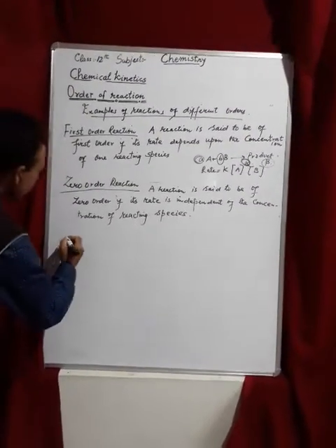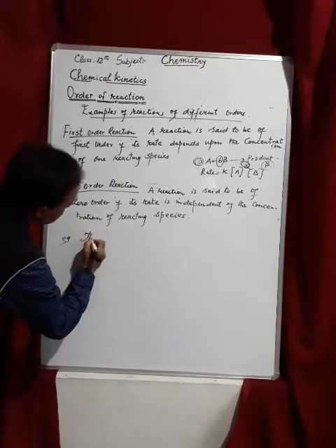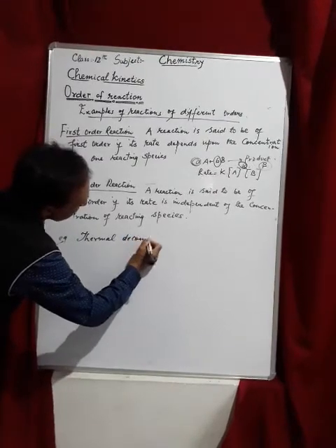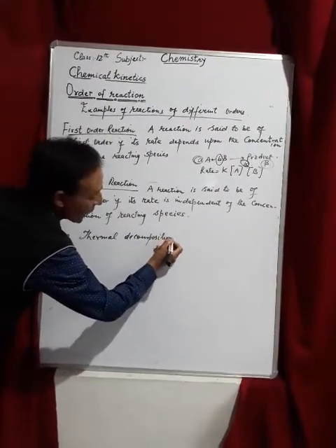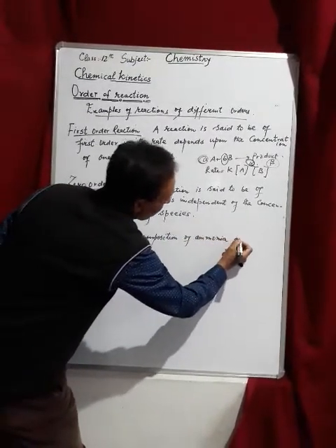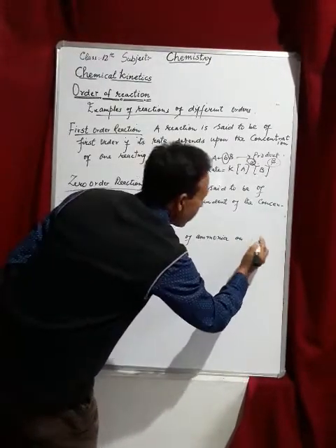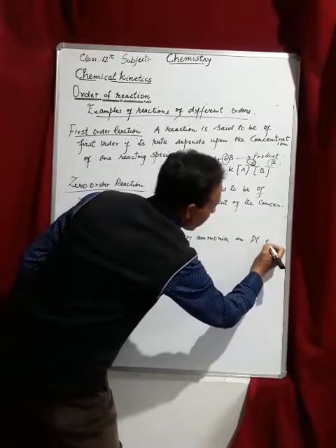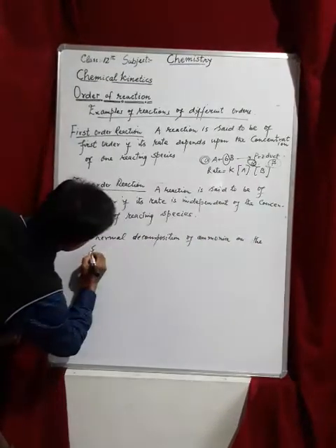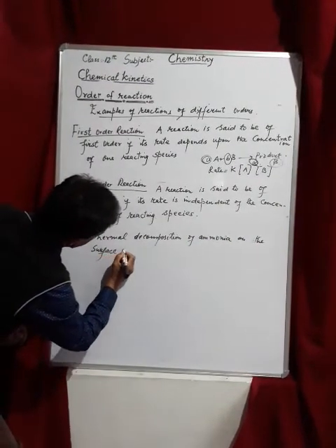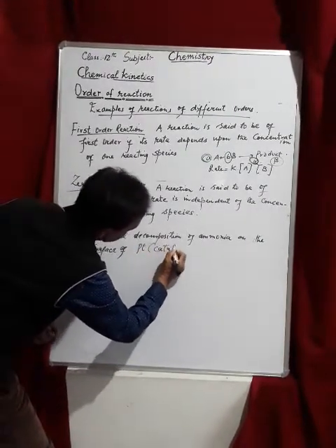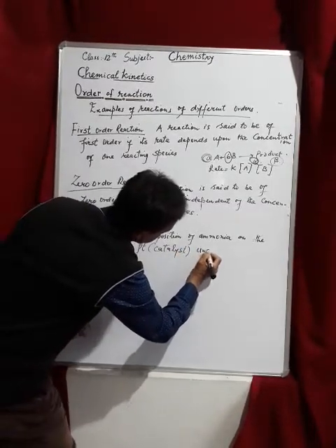ऑर्डर रिएक्शन. Example: thermal decomposition of ammonia on platinum, on the surface of platinum catalyst under pressure.